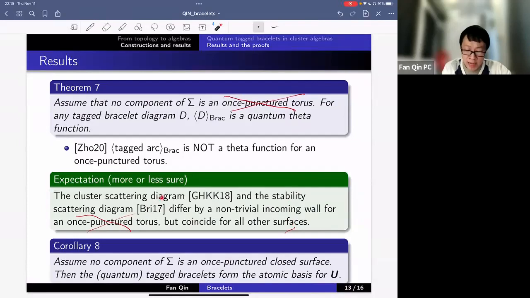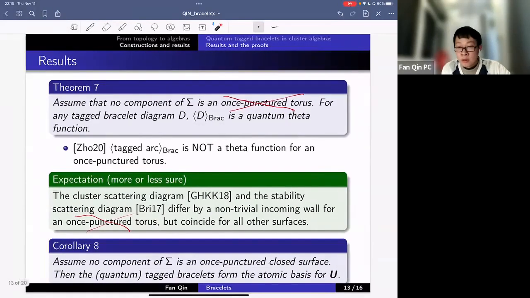So this was kind of an implication of this theorem, because in these two kinds of diagram, for the first diagram, you are calculating the theta functions. For the second diagram, you are closer to calculating the tagged arcs or some Teichmüller theory or representation theory. Okay. And there's a corollary. Assume that no component is a once-punctured closed surface. In this case, we know that theta functions form a basis. Now we know that the tagged bracelets are the theta functions, so they form the atomic basis. This was simply a corollary from this theorem and our previous property of theta basis.